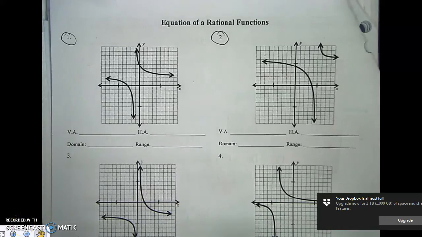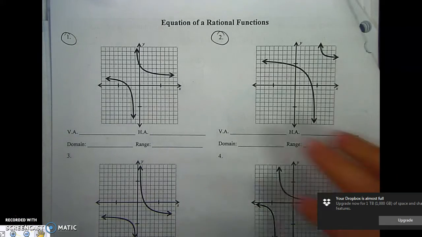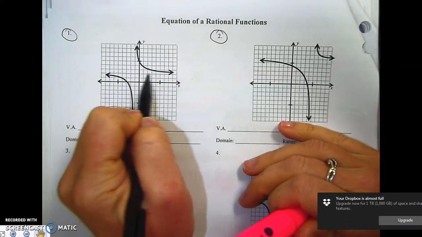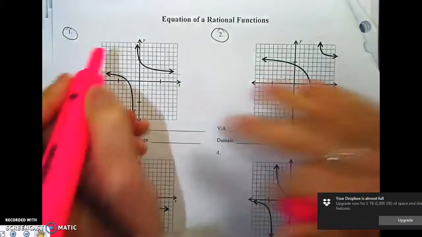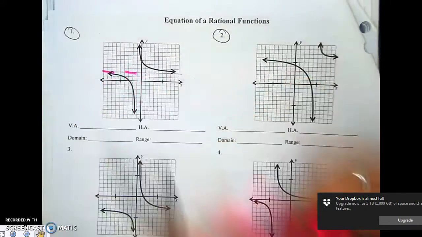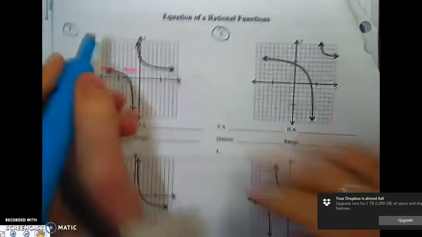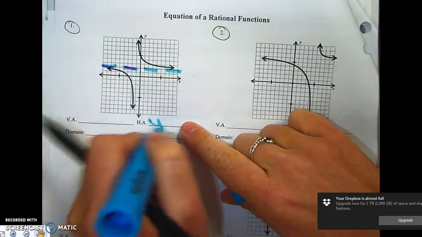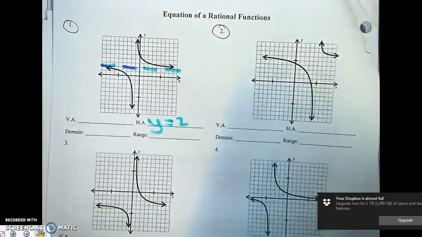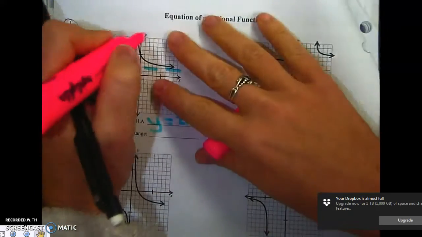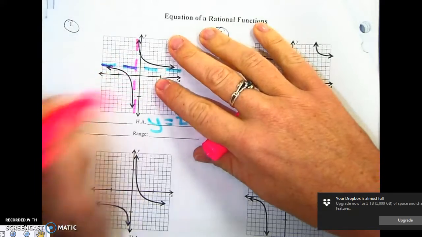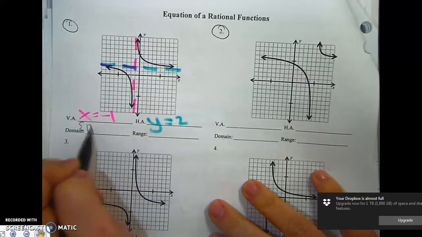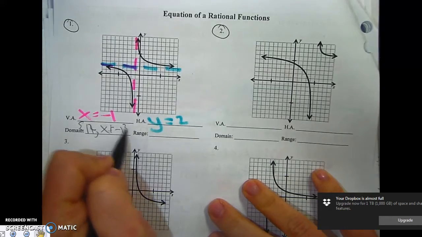All right, now we're going to find the equation of the rational function. So if I look, it looks like it's almost getting to this horizontal line, but it's not. Therefore, my horizontal asymptote is y equals 2. And then if you look vertically, it looks like it's almost getting to -1, but it's not quite getting there. Therefore, we know the domain, all real numbers except x can equal -1.